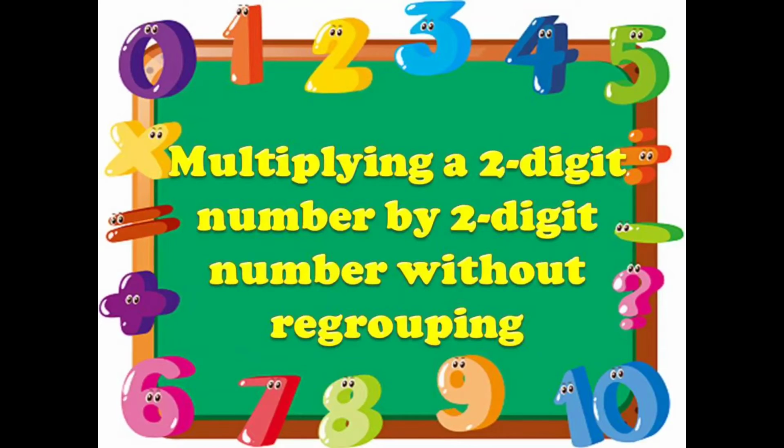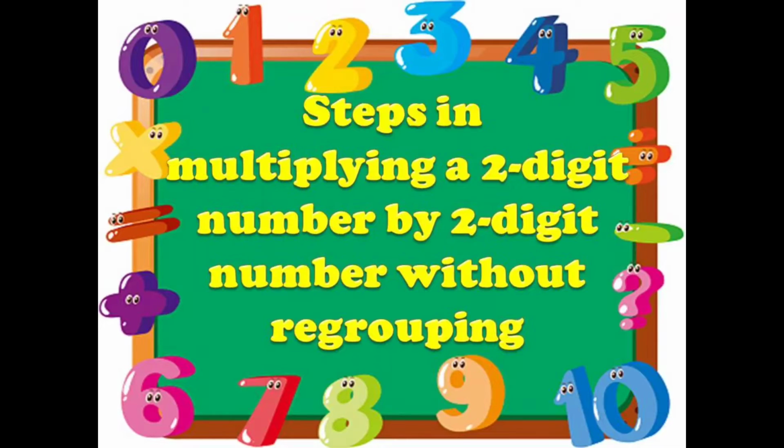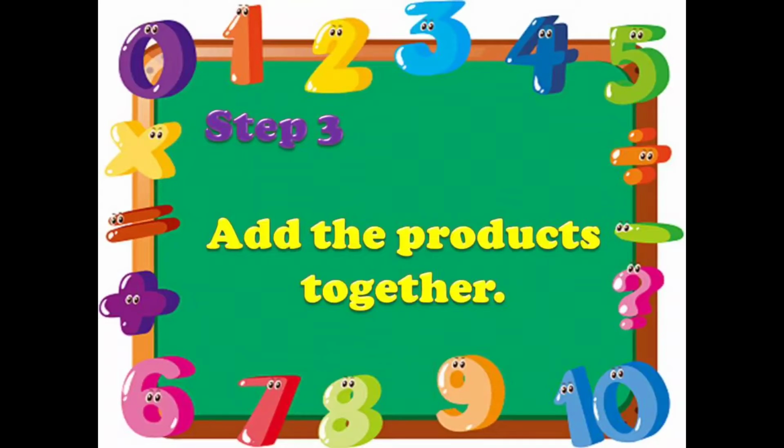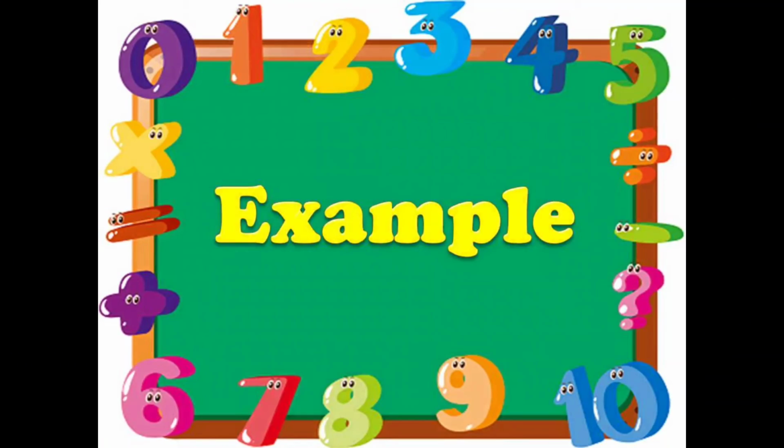We will learn multiplying a two-digit number by a two-digit number without regrouping. There are steps in multiplying a two-digit number by a two-digit number without regrouping. Step 1. Multiply by ones. Step 2. Multiply by tens. And step 3. Add the products together. Here are some examples.